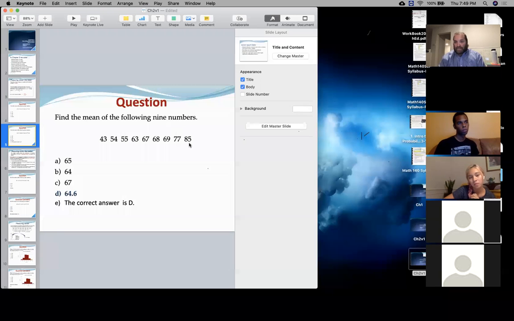How would that affect the mean? By a lot. It would really raise the mean, correct? Because now the average is a lot higher, right? Correct? How would that affect the median?